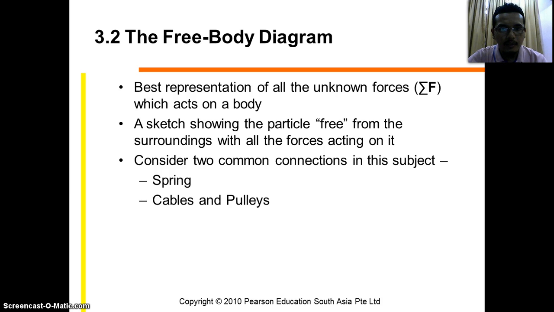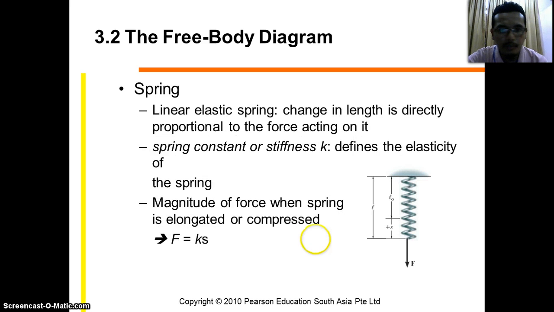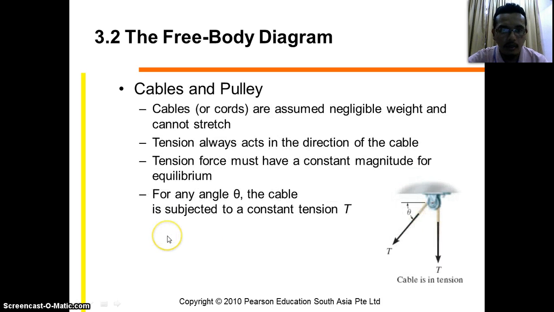We have two common connections in equilibrium of a particle: the spring, and cables and pulleys. The spring is given by F equals ks, meaning that the change in length is directly proportional to the force. And for the cable, the direction of the tension is along the cable, away from the pulley here. So we have a constant T for any given angle theta.